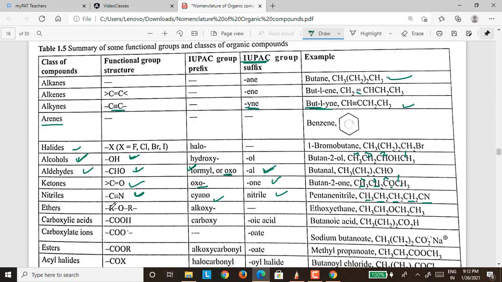So ether, suppose you take ether, ROR. If it is ether, then its prefix is alkoxy. It has no suffix. Remember, in ether there is no suffix, and in halogen there is no suffix. These two do not have a suffix. So in ether you say alkoxy alkane. So ethoxy ethane.